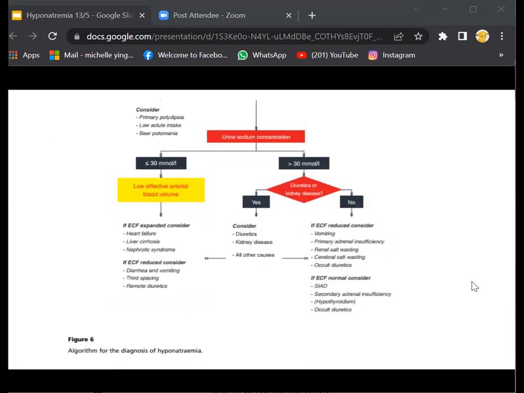If it's more than 100, next we will see the urine sodium concentration, where if it's less than 30, we can say that it's mostly due to low effective arterial blood volume. And if it's more than 30, we can say diuretic use or kidney disease will be the cause of it.